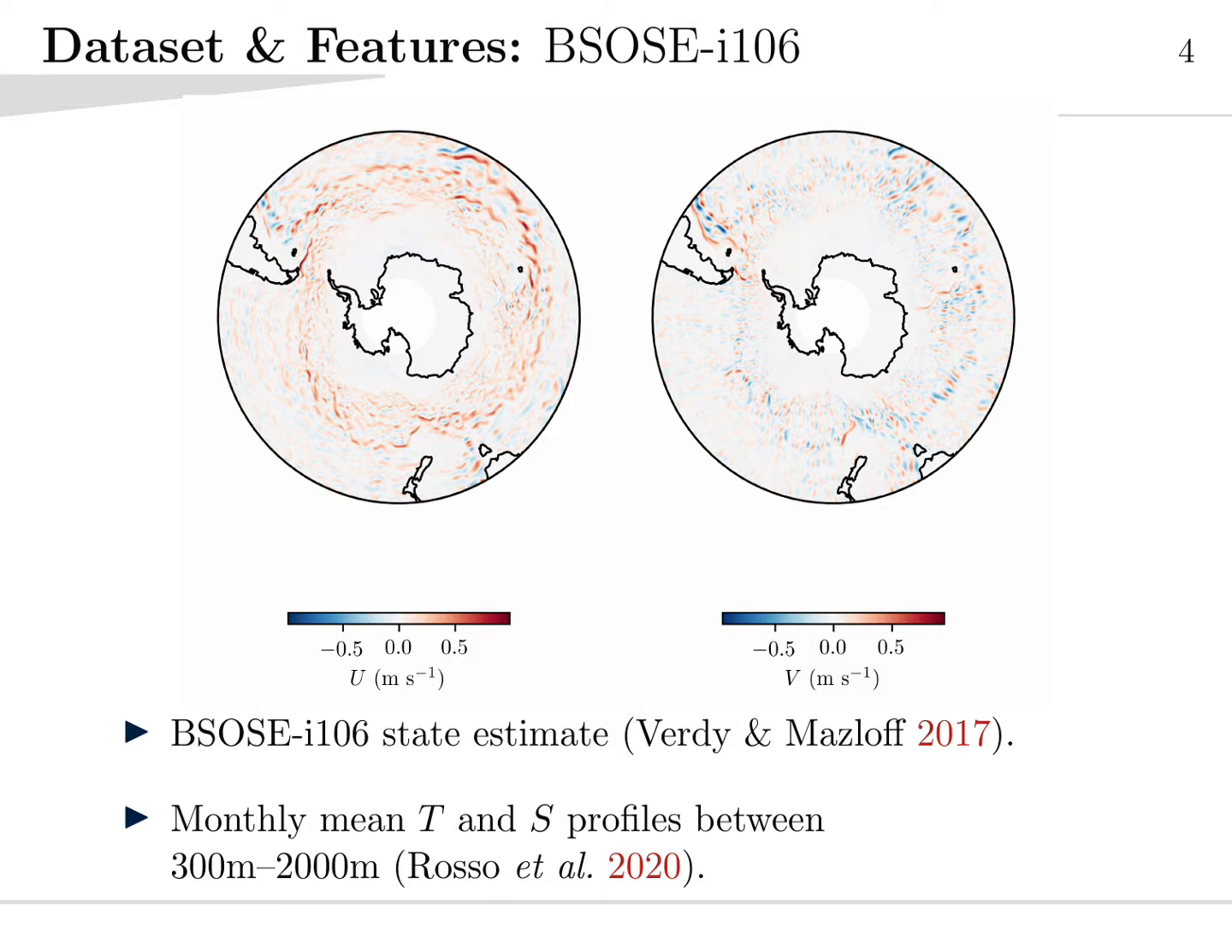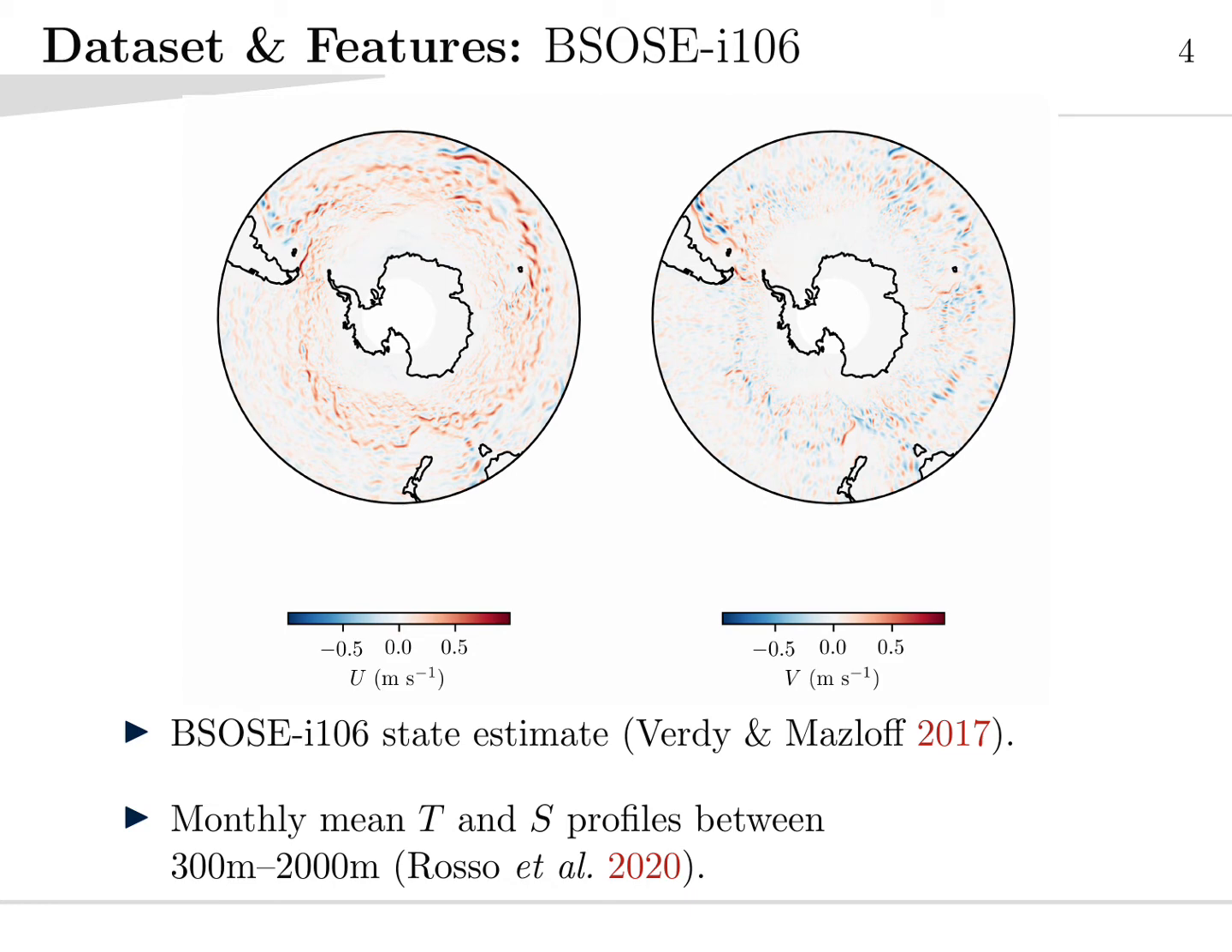The data I'm using is BSOSE I106, which is a nice state estimate product from Verdy and Mazloff 2017. I've got the velocity field here, which nicely picks out the structure of the Antarctic Circumpolar Current. The data I'm using is monthly mean temperature and salinity profiles between 300 meters and 2000 meters of depth. The 300 meters is very similar to Isabella Rosso's work from earlier this year, and that's to cut out the top 300 meters, which potentially will be heated and cooled during the seasonal cycles and therefore might make the boundaries move about.